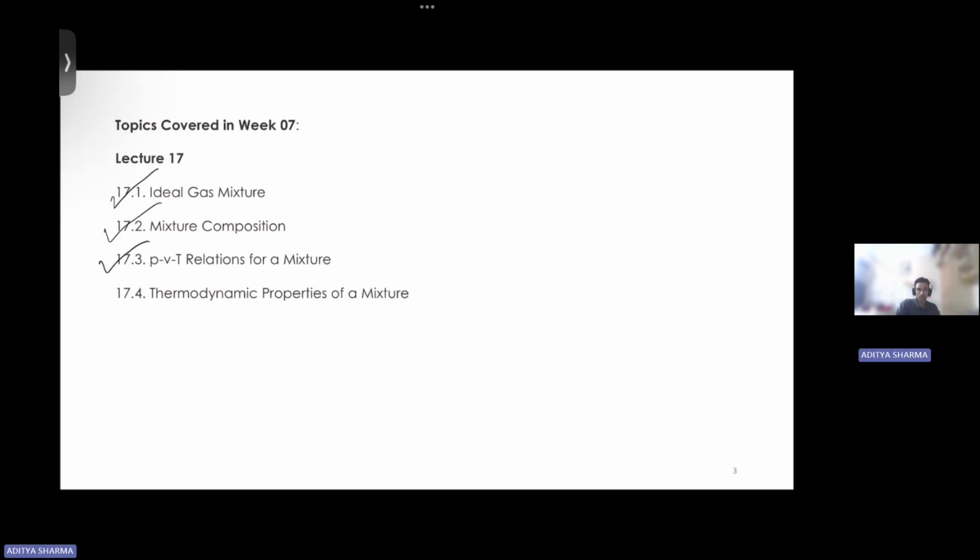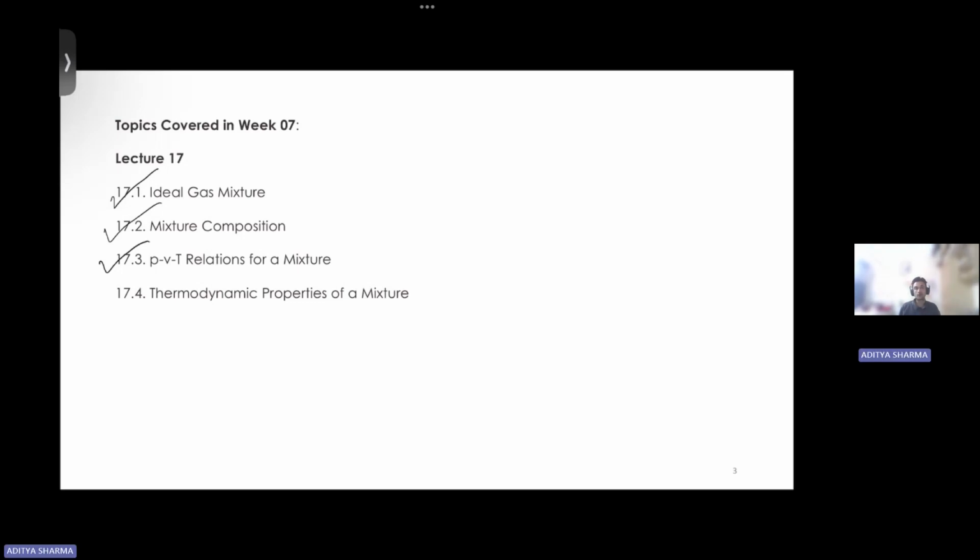Okay, so there are two suppositions for a mixture to be ideal. The first one is that the forces between the molecules of the mixture are negligible. In the discussion on real gas models, we saw that the forces between the molecules of real gases are not negligible. But because here we are concerned with the ideal gas mixtures, in that case, this has to be negligible.